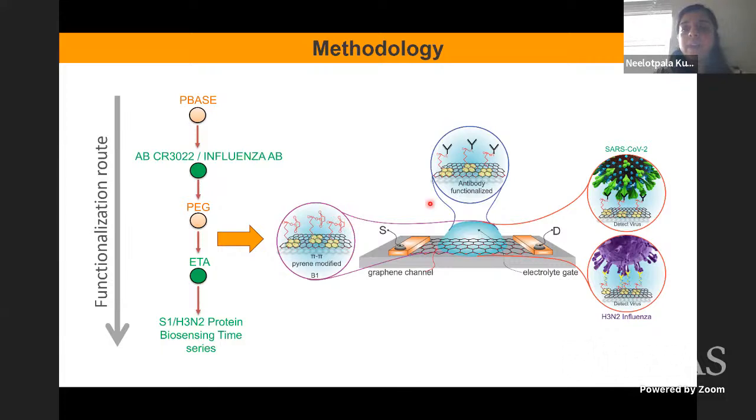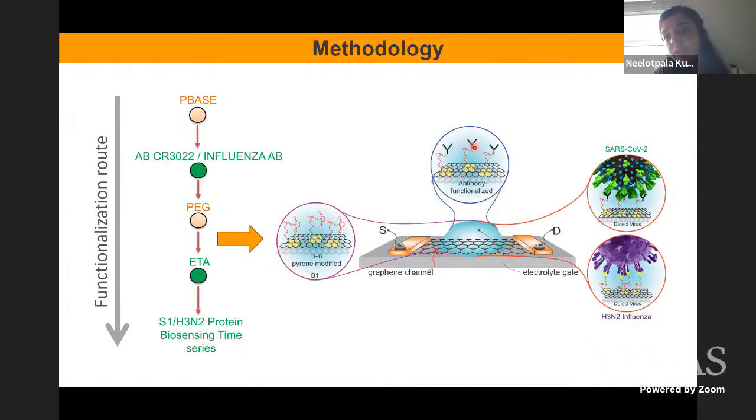Then after that, we have the antibodies, which basically get stuck to the surface of P-base. And then we follow it up with blocking using reagents like PEG, polyethylene glycol, or ETA, which is ethanolamine. We do the blocking to make sure that the rest of the graphene, which may not have been functionalized with P-base, or some of the P-base which has not been occupied by the antibodies, get blocked so that we won't have any misresponse on the surface of the chip.